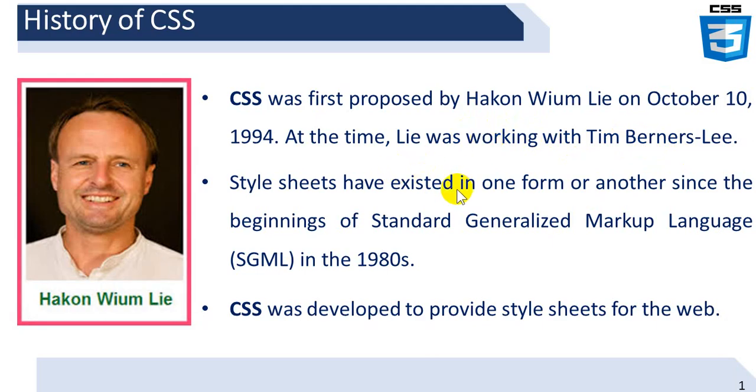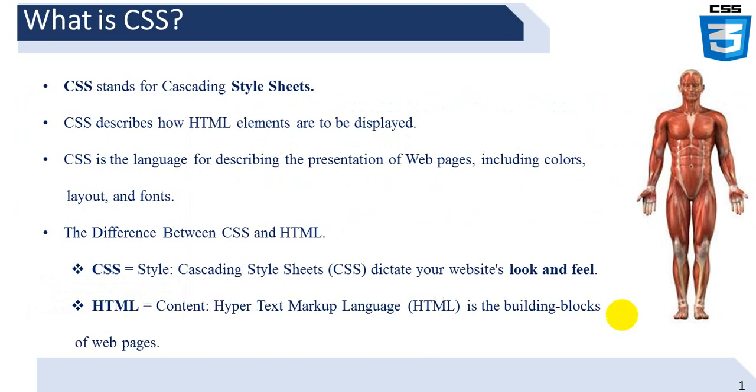So why do we use this? It is used for design purposes. CSS was developed to provide style sheets for the web. Style sheets means styling, the designing part. This is just the basic history, guys. History is no need to remember. We should remember the concepts. So, what is CSS? We will see now.